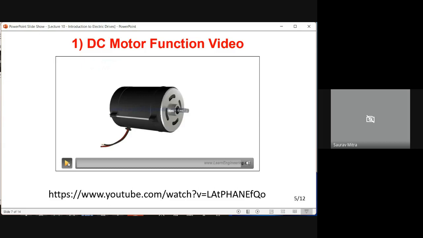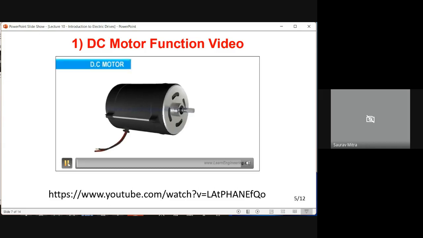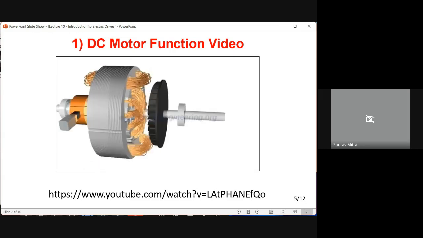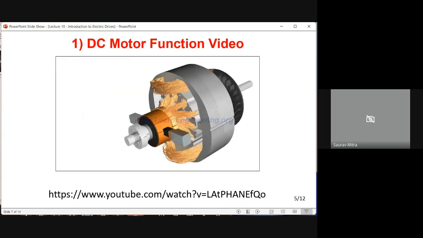So let us see how does a DC motor function. You can find DC motors in many portable home appliances, automobiles, and types of industrial equipment. In this video, we will logically understand the operation and construction of a commercial DC motor.